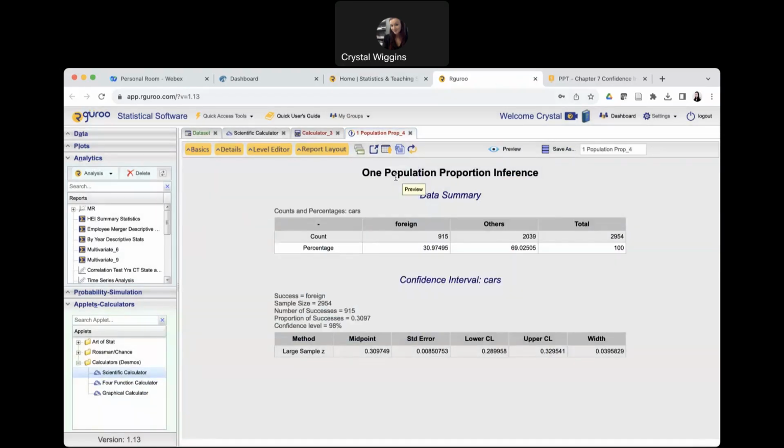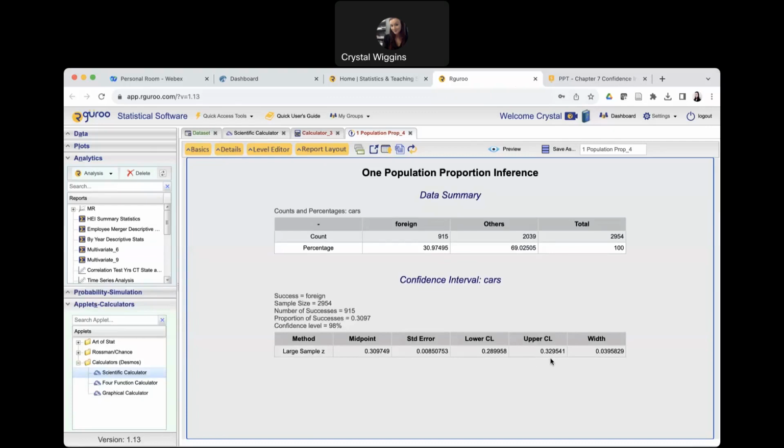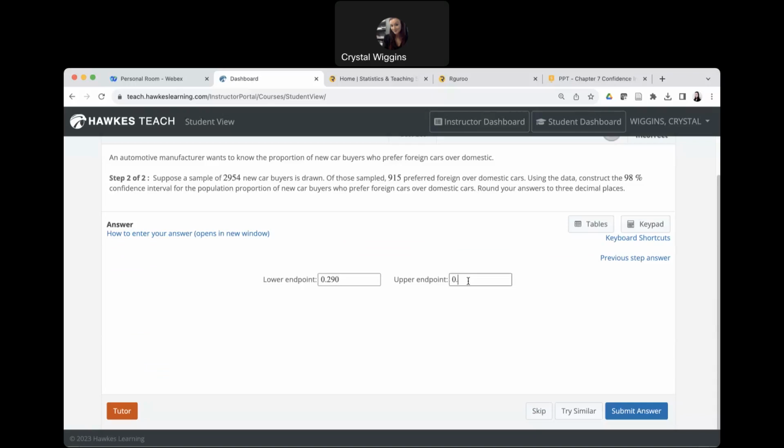When I hit my eyeball, I now get my lower limit. I will have to round this up. This 9 is going to round up to a 10, so there's going to be a 0.290 as my lower limit. My upper limit, let's see, 0.329, and then a 5, also rounding up to a 10, so I get 0.330.